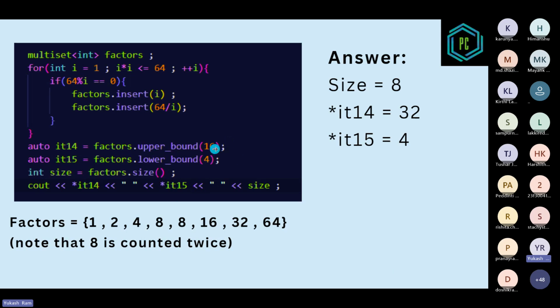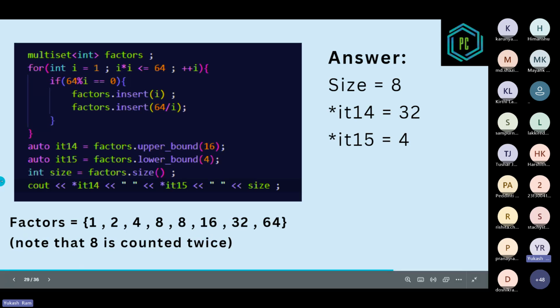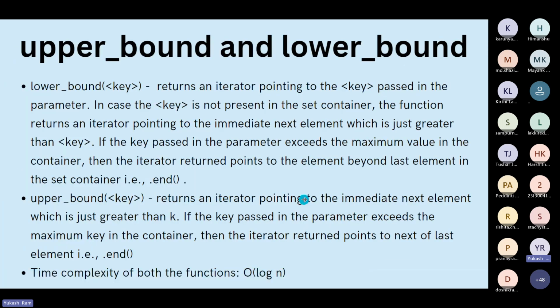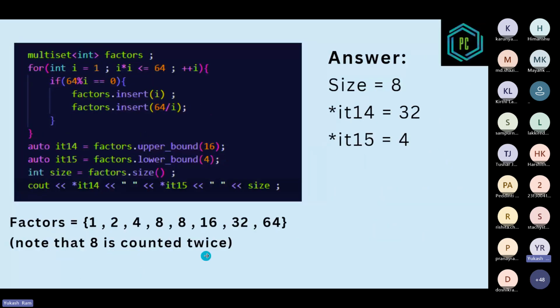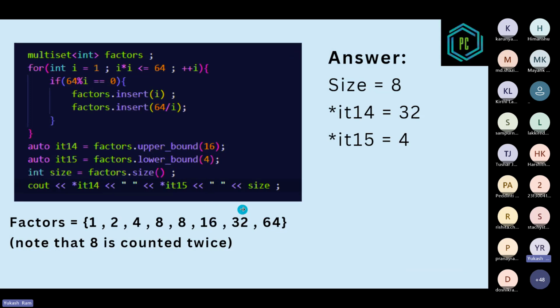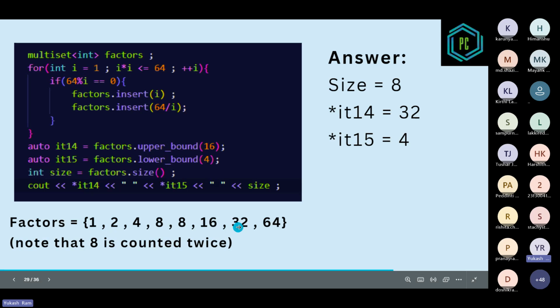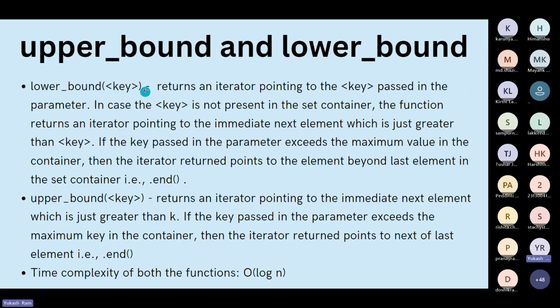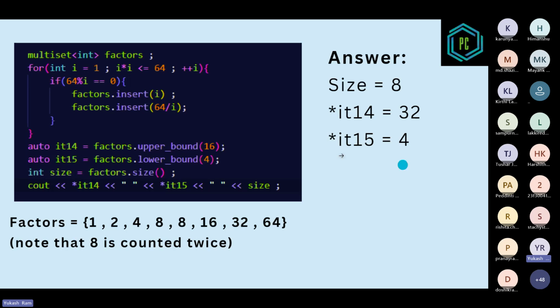And upper bound, as we saw, returns an iterator pointing to the immediate next element which is just greater than k. So here k is 16, and upper bound will point to the next immediate element which is greater than 16. So it will be pointing to 32. And lower bound returns an iterator pointing to the key passed in the parameter. So it will check if it's present first. And we know from the multiset that 4 is present. So it would return 4. So I hope it's clear.